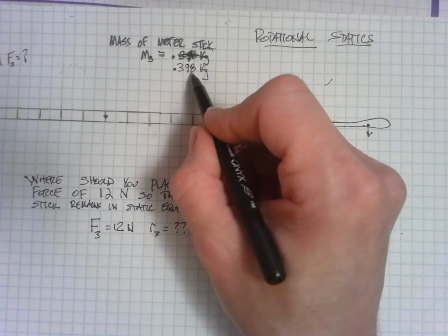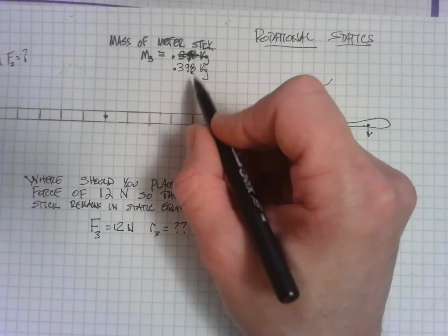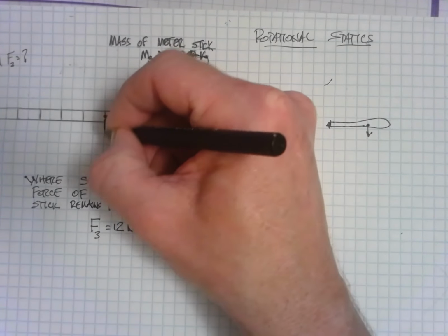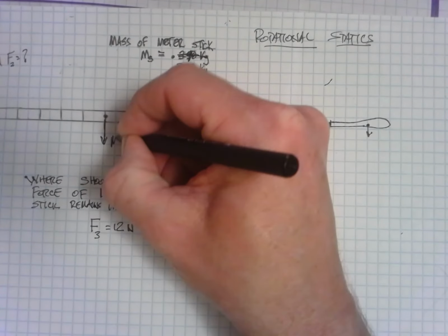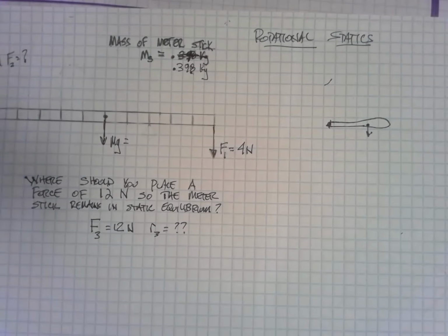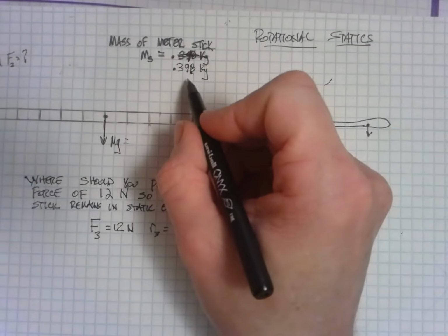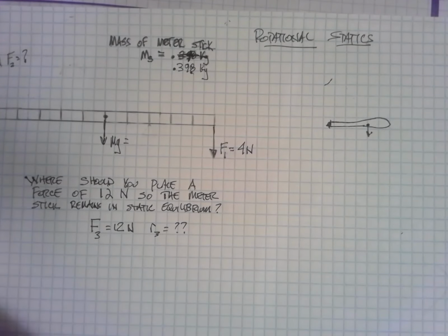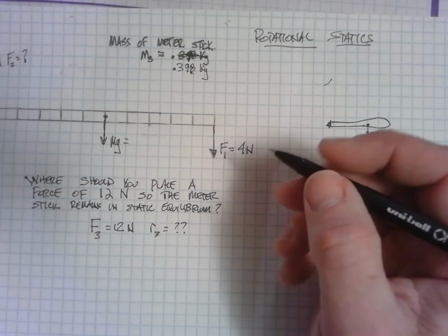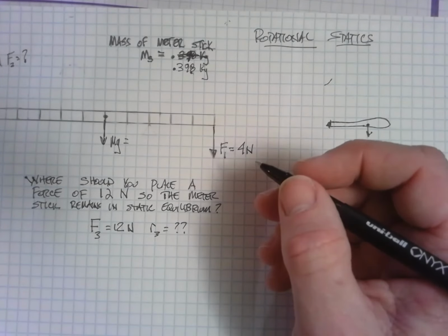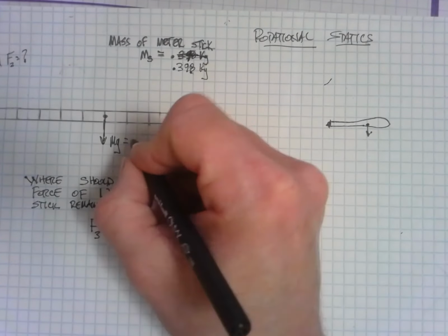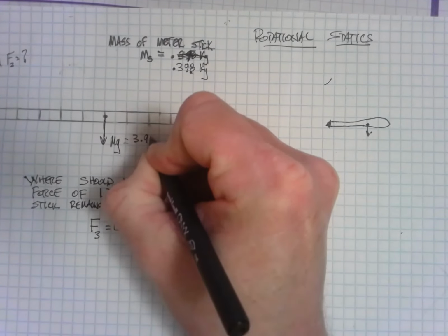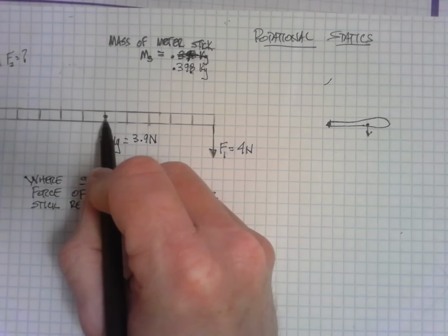And so the weight of this meter stick, we'll just draw it. It's going to be mg of the meter stick, where m is 0.398, so 0.398 times 9.8 comes out to be 3.9 newtons acting at that spot.